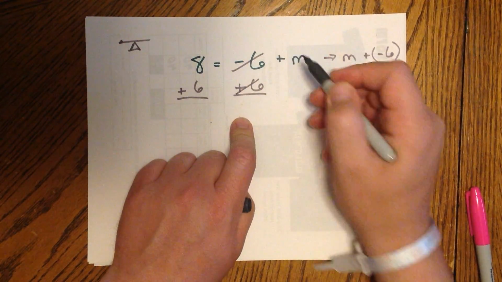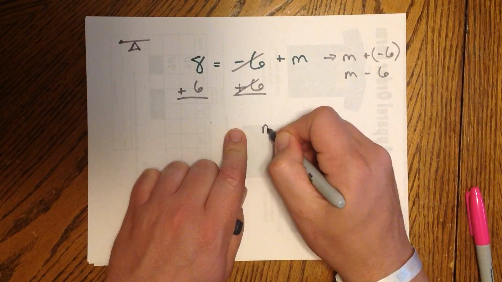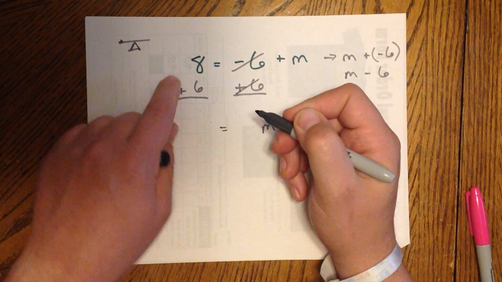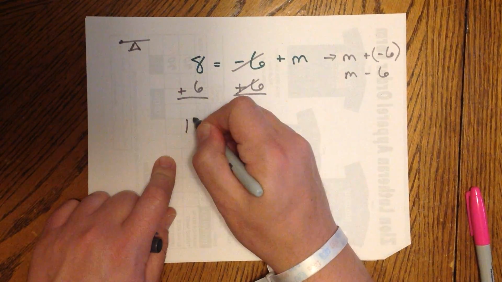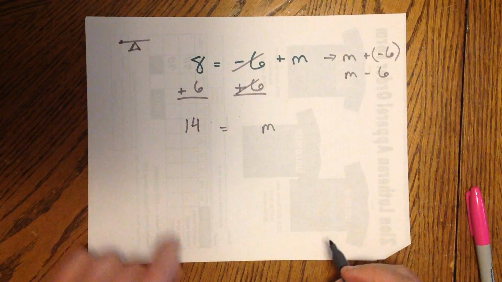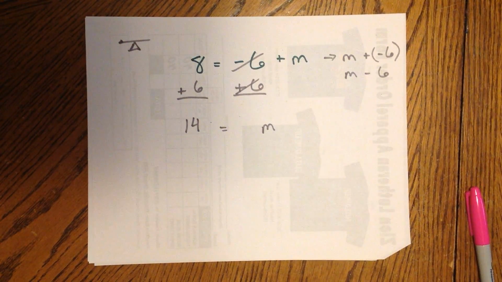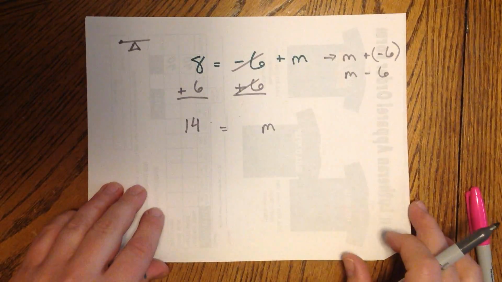These guys cancel out, and I'm left with m on the right side of the equation, and on the left side of the equation I'm left with 14. So m is equal to 14. And you can go ahead and check your work on that. That'd be great.